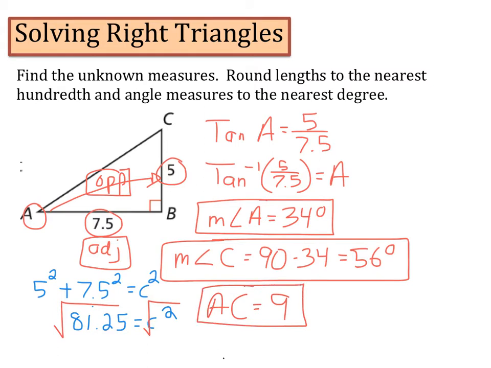So once again, solving a right triangle means finding all the angle measurements and all the side lengths. We used our inverse trig ratios here to find the measure of angle A. We knew that the sum of a triangle's interior angles has to be 180, so we were able to subtract 34 from 90 to find 56, and then we used the Pythagorean theorem to find the measure of AC.